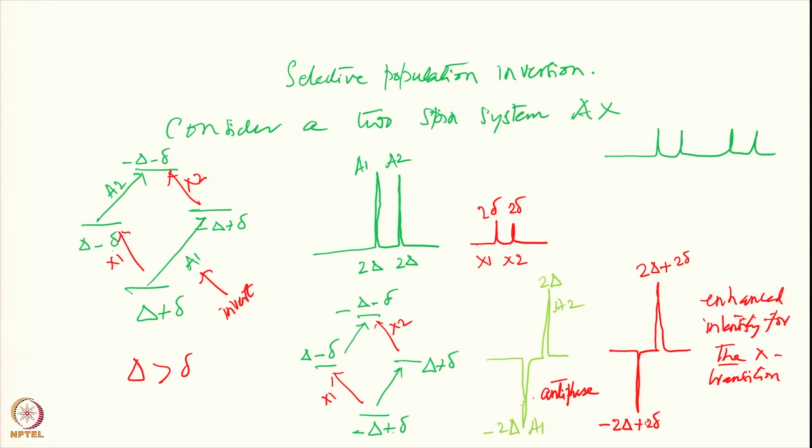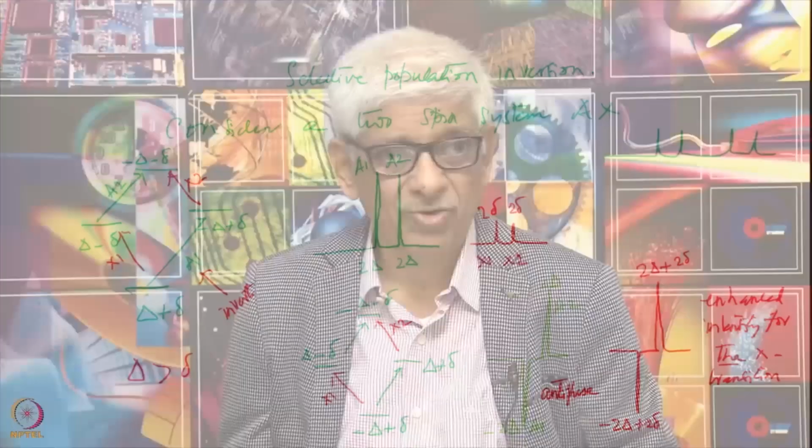And with the X1 and X2 transitions, which were initially both equal as 2 delta and 2 delta, one of them has become minus 2 capital delta plus 2 small delta, and the other one has become plus 2 capital delta plus 2 small delta, and you see substantial gain in the intensity, right. So, this obviously will depend upon how much is the individual difference between capital delta and small delta, and that is dependent on gamma A and gamma X. So, that is proportional to the ratio of the gyromagnetic ratios.